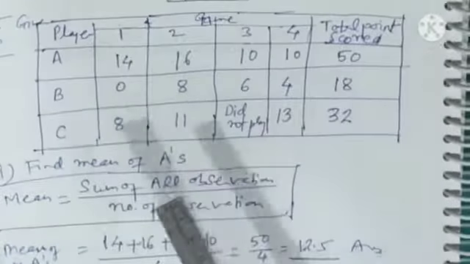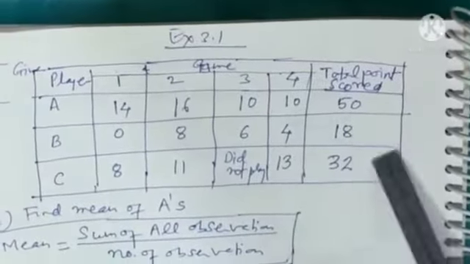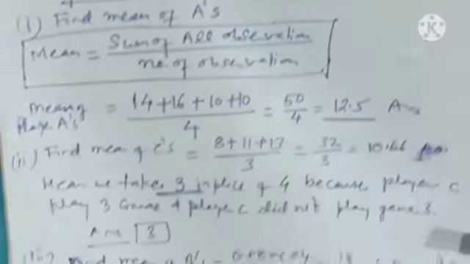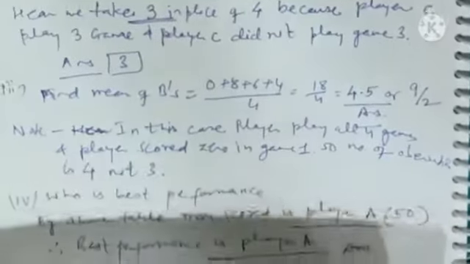So for finding B's mean, you sum up 0 plus 8 plus 6 plus 4, which is equal to 18. 18 upon 4, so it may be 9 by 2 or 4.5. That may be the answer.